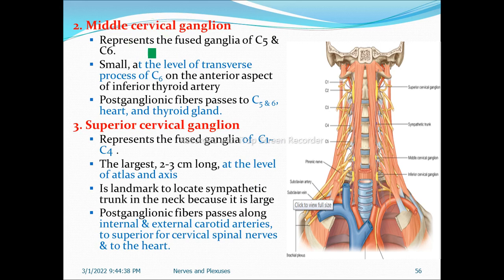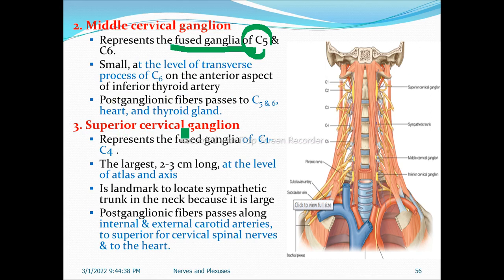The middle cervical ganglion represents the fused ganglia of C5 and C6. It is small, at the level of the transverse process of C6, on the anterior aspect of the inferior thyroid artery. Postganglionic fibers pass to C5 and C6, heart, and thyroid gland.